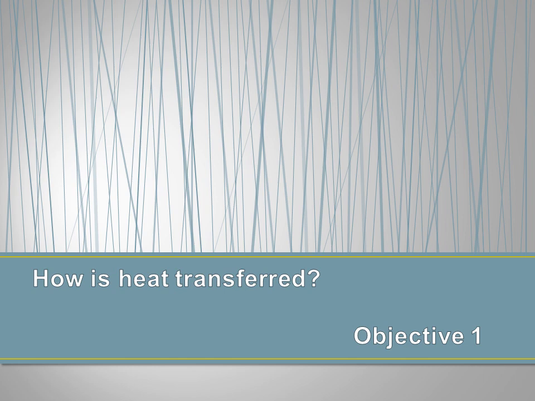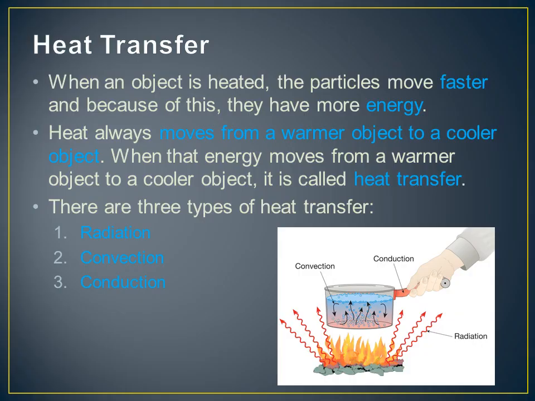On to objective one here. How is heat transferred? Well, what we need to understand first is that when an object is heated, the particles in the object, small pieces, the atoms of that object, begin to move faster. And as they move faster, their energy increases. So, faster moving objects have more energy.